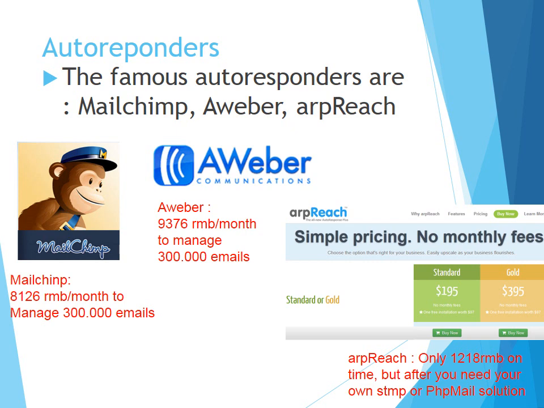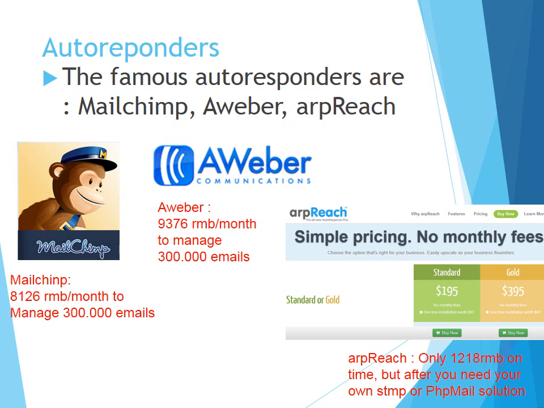So which autoresponder to choose? If you want to choose an autoresponder that is an online application already integrated, there are 3 that I will present to you. MailChimp. I already showed you MailChimp, but it also does autoresponders. MailChimp is powerful, but it's quite expensive. If you have 300,000 emails to send, it's 8,100 RMB per month. So it's very powerful, but quite expensive.